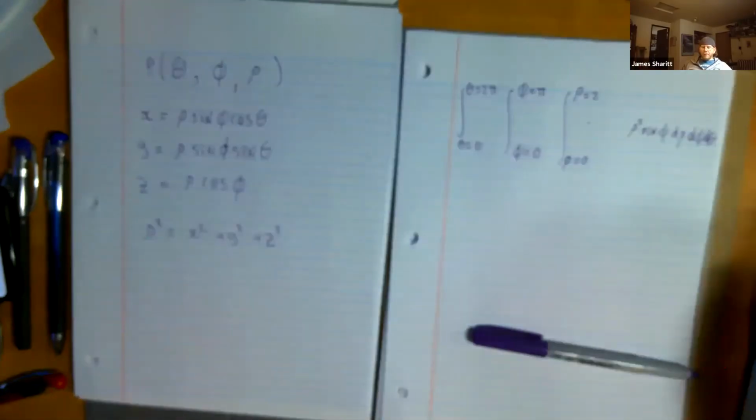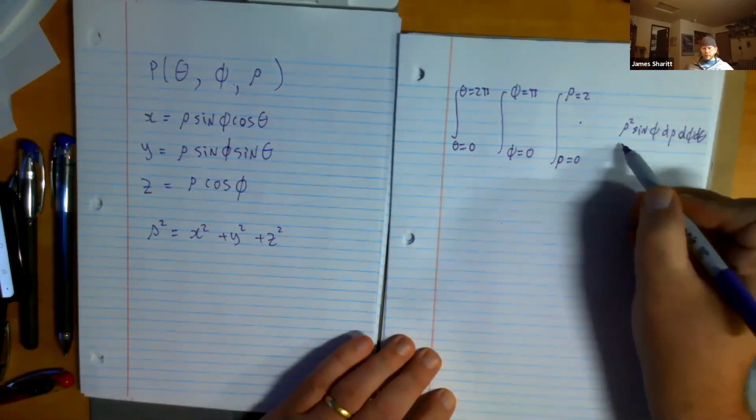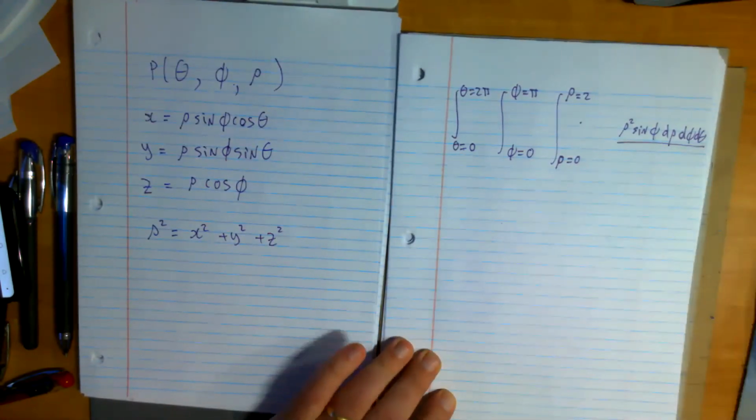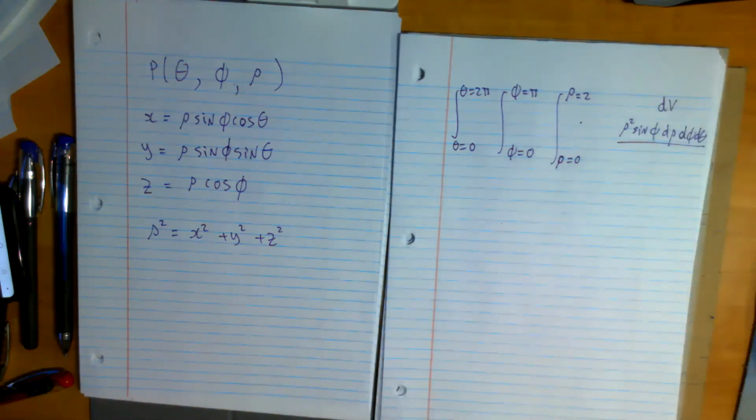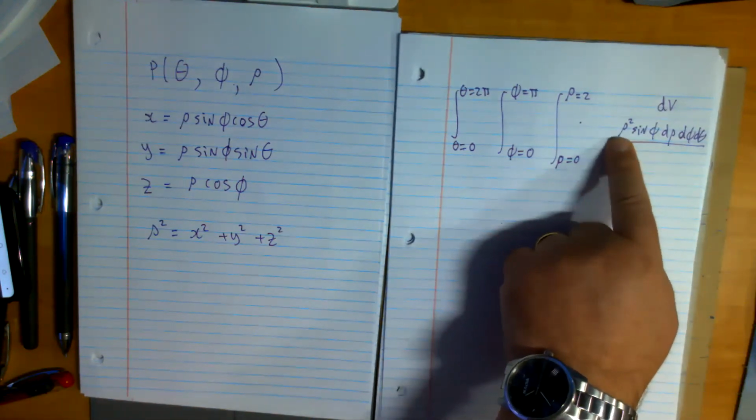Now, where the heck are we? See this little guy here? The whole package? That's dV. I wanted to check that I got this bit right.